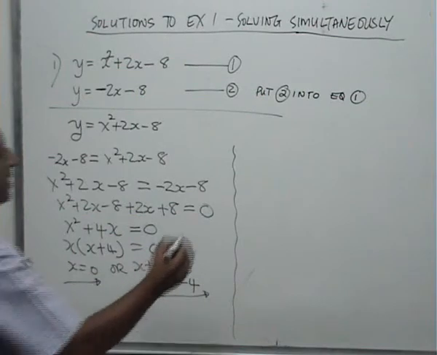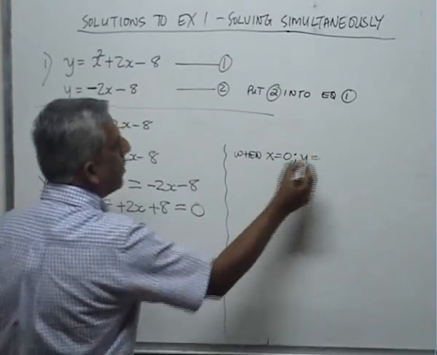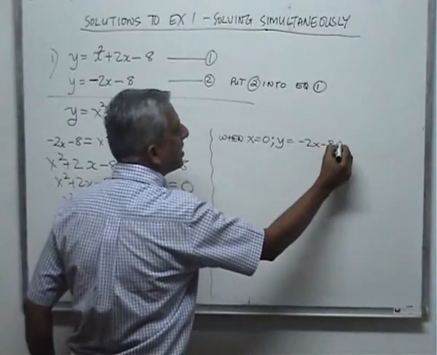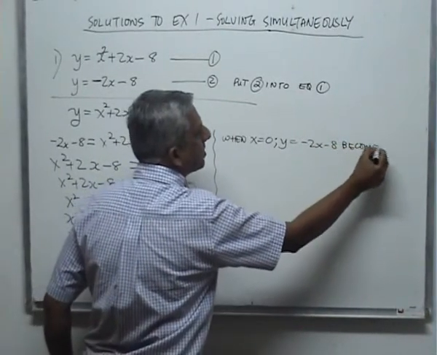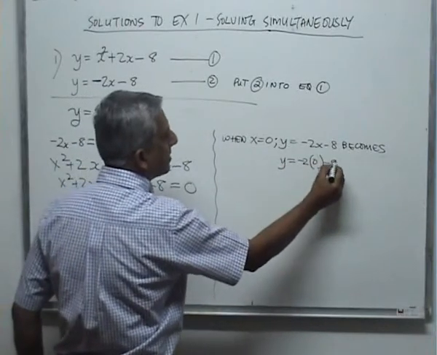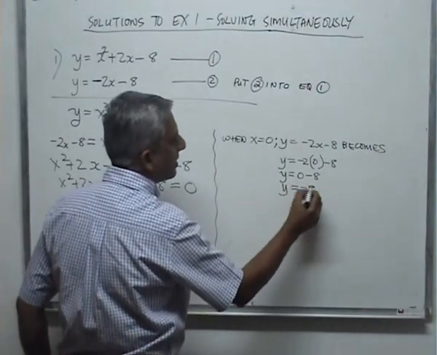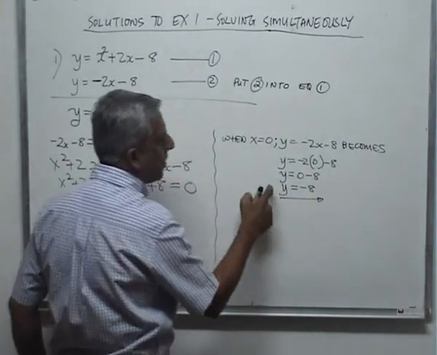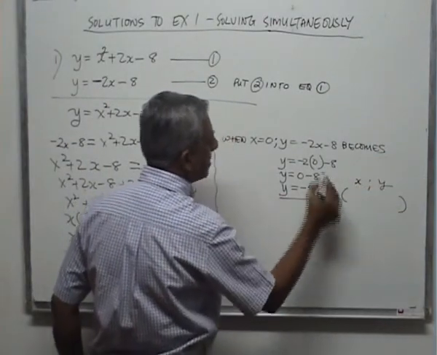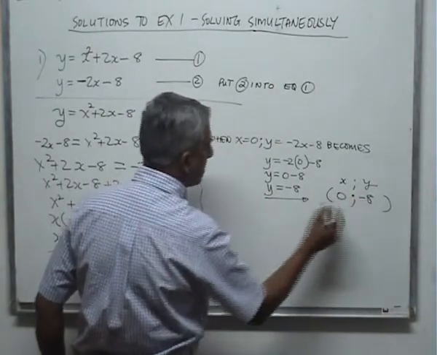So we say that when x is 0, y is equal to minus 2x minus 8 becomes y is equal to minus 2 into 0 minus 8. Y is equal to 0 minus 8. Y is equal to minus 8. So we now found a value for y. So what we are saying is when x is 0, y is minus 8.